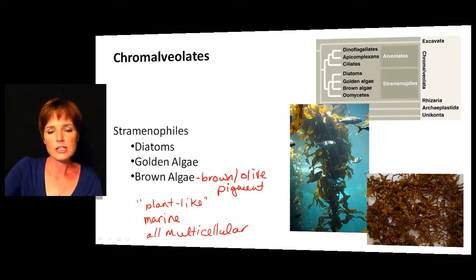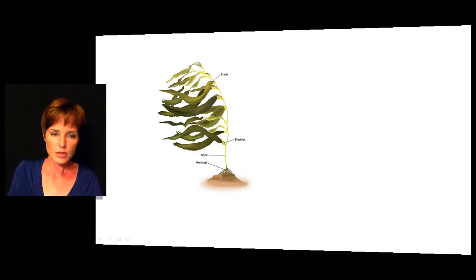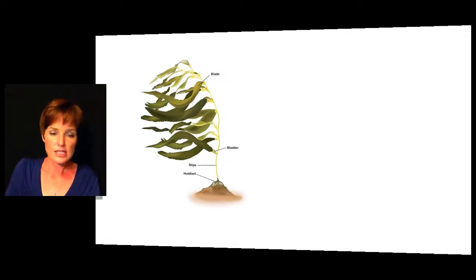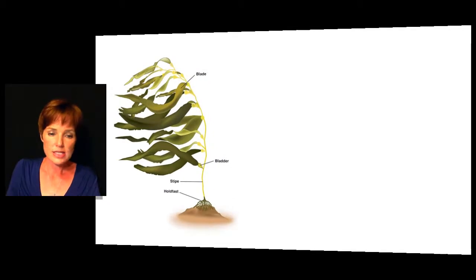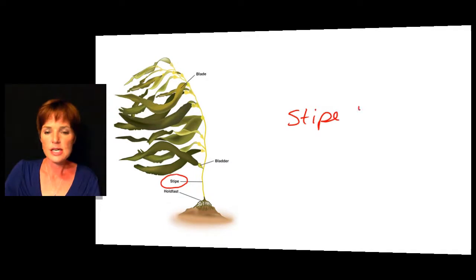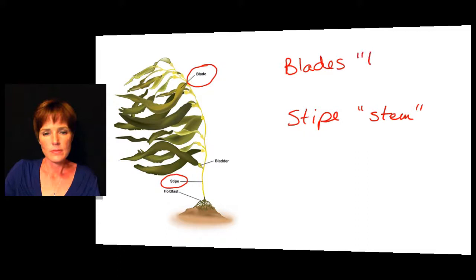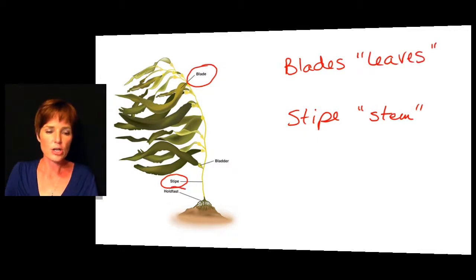So if we look at the general structure of these, this is what we have. It looks like a small plant when you look at it at first glance. It has what looks like a stem, and I don't know if you can read it here, but that's the stipe. So the stipe is like a stem. It has what look like leaves, and those are the blades. And then it also has what we call a holdfast. The holdfast would be similar to the root.